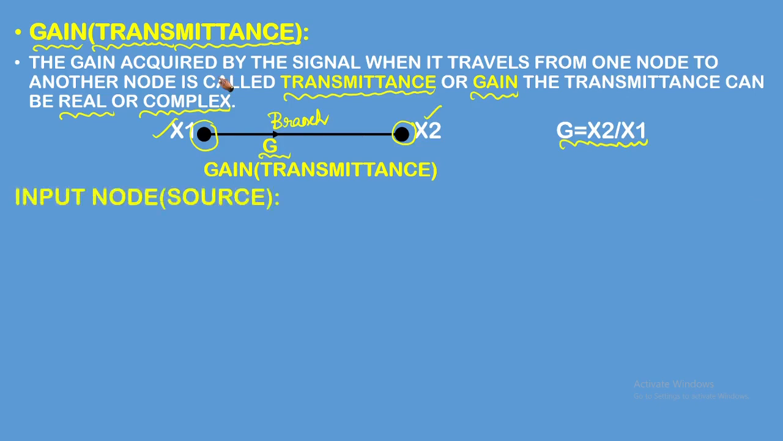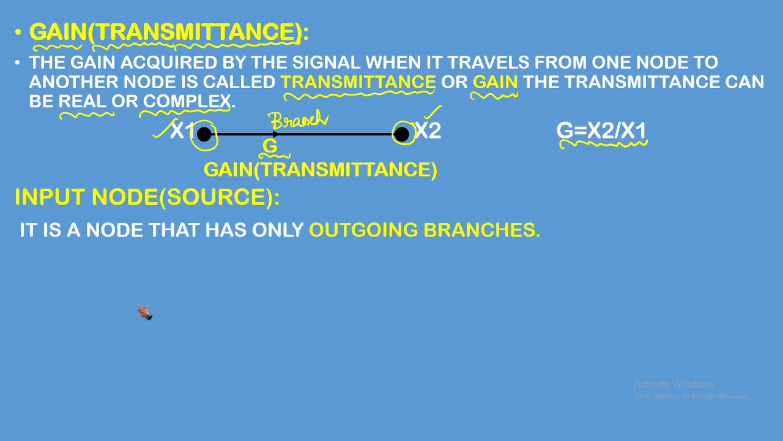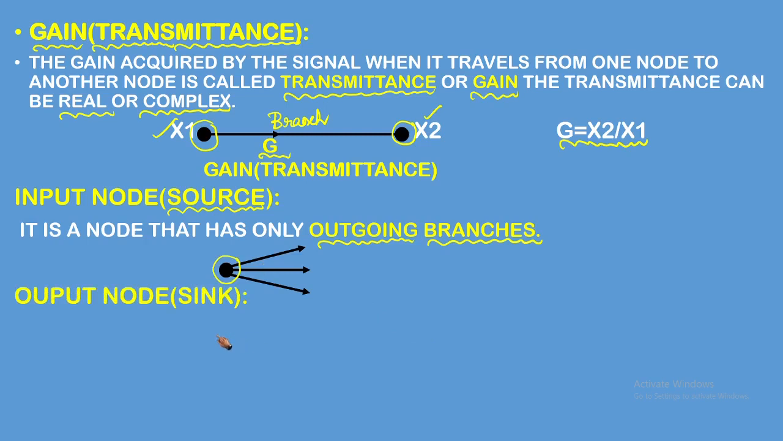Next definition, we will see what is the meaning of the input node. An input node is a node that has only outgoing branches. That is called the input node, or another way it is also called the source. If you observe here, from this node all the signals are going out. That is called the input node.